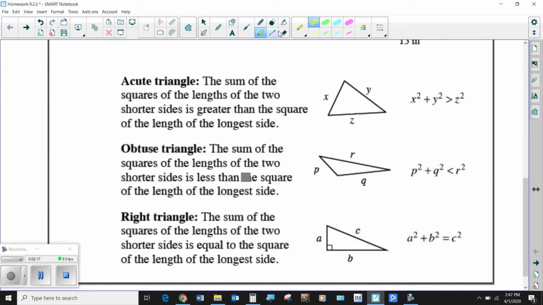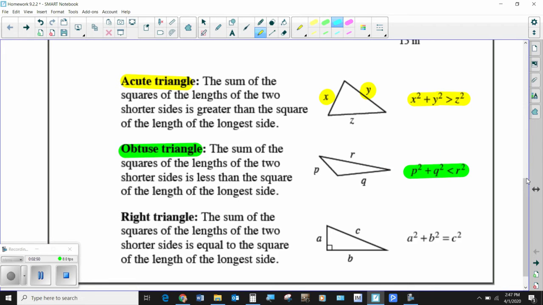Think about the Pythagorean theorem, or you could just call them x squared, y squared, and z squared. It doesn't have to be the a, the b, and the c like it is down here. But the two shorter sides, when you square them and add them together, if that sum is greater than this number squared, it's always going to be an acute triangle. If you take the two shorter sides and square them and add them up, and it ends up being less than the longest side squared, then it's always going to create an obtuse triangle.